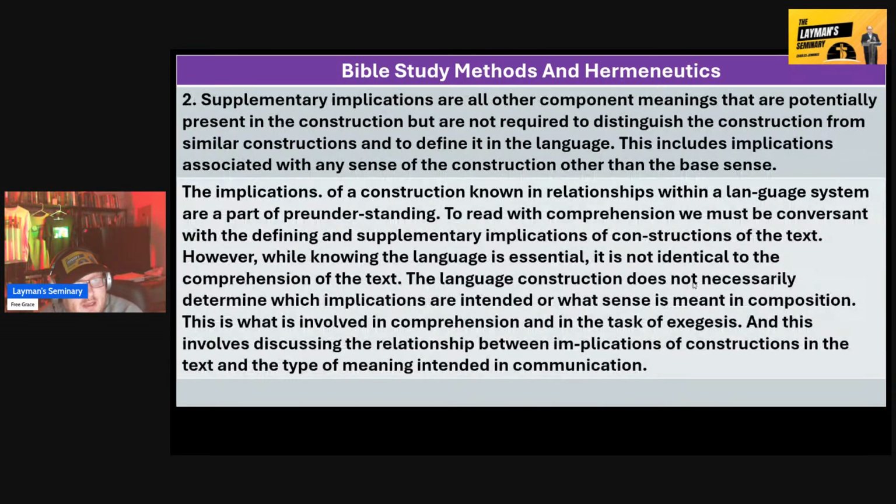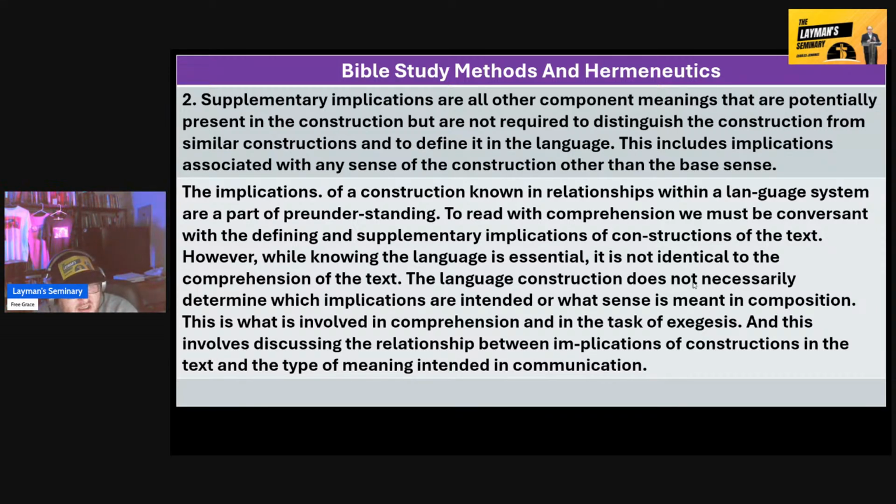Two, supplementary implications are all other component meanings that are potentially present in the construction but are not required to distinguish the construction from similar constructions and to define it in the language. This includes implications associated with any sense of the construction other than the base sense. The implications of a construction known in relationship within a language system are part of pre-understanding. To read with comprehension, we must be conversant with the defining and supplementary implications and constructions of the text.